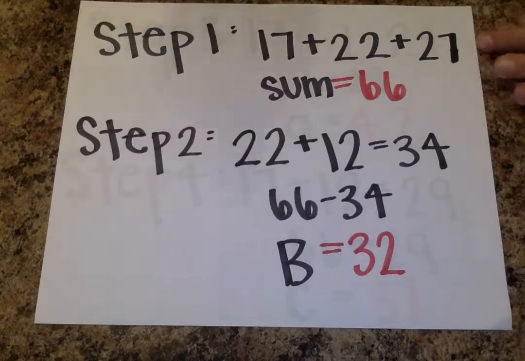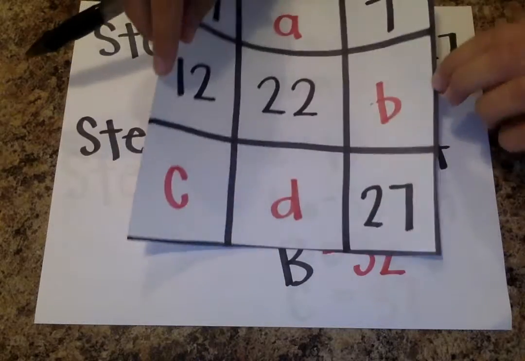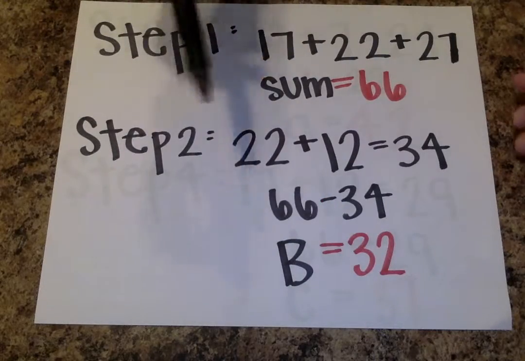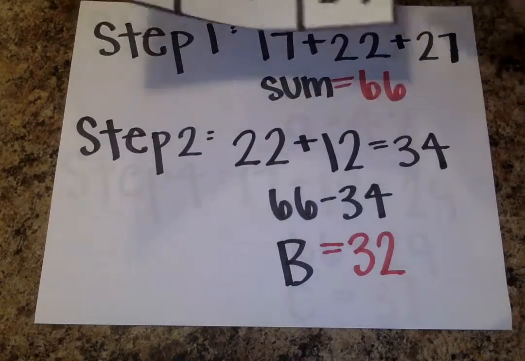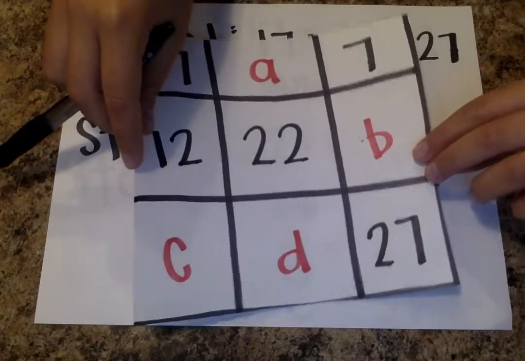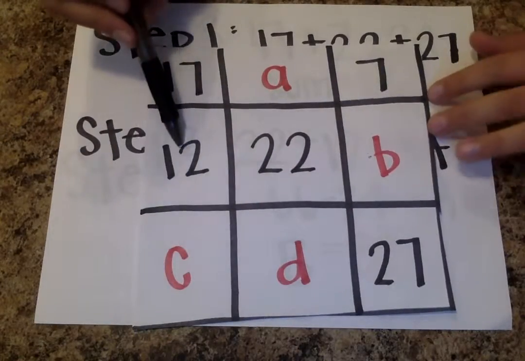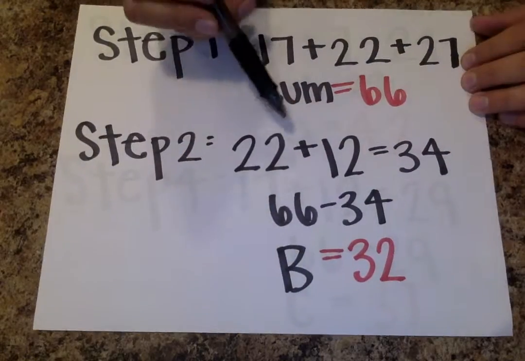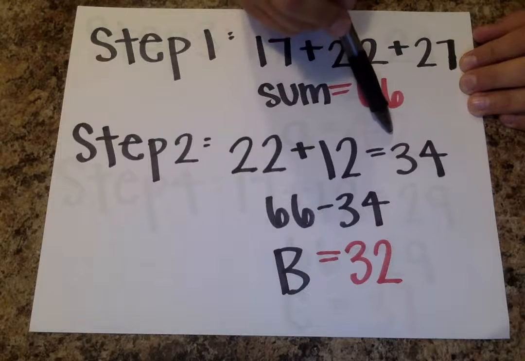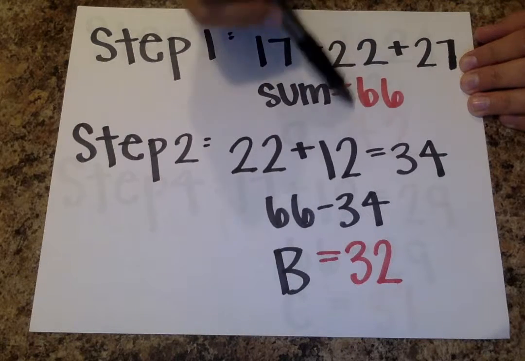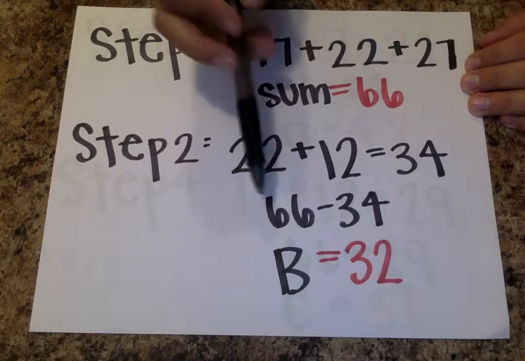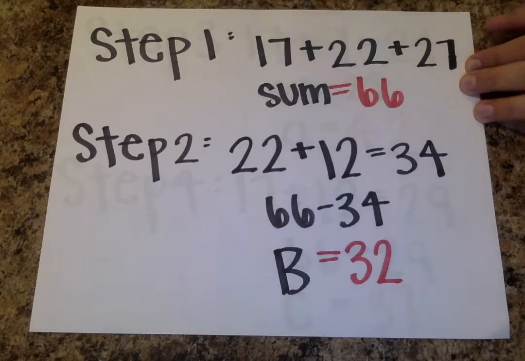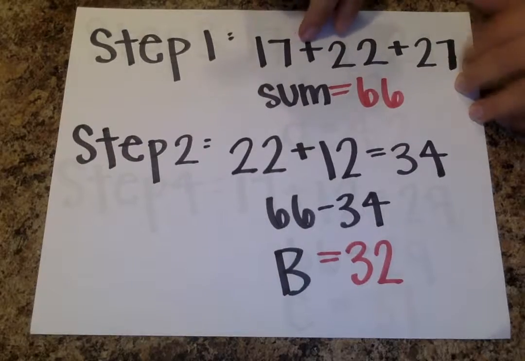In step 2, you're just going to start figuring out what the variables are. So I started with B, figuring out that one. So I plugged 12 and 22 in. So 12 plus 22 will give you 34. And then I took the total sum, which is 66. So 66 minus 34 is going to be 32. So you'll plug that into the square.